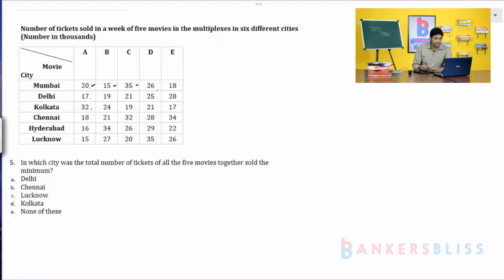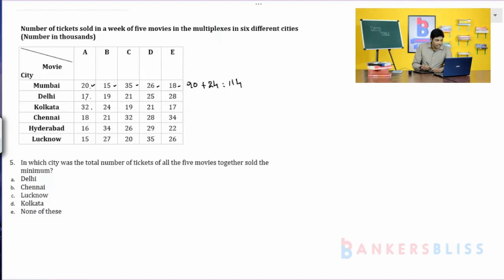So, 20, 15, 35, 26, 18. So, we are going to get the total number of all the movies together in Mumbai. Okay, so, 20 plus 10, 30 plus 30, 60 plus 20, 80 plus 10, 90, 90 plus the remaining values you add, 5 plus 5, 10, 10 plus 6, 16, 16 plus 8, 24. So 90 plus 10, 100, 100 plus 10, 110. So altogether you are going to get 114.